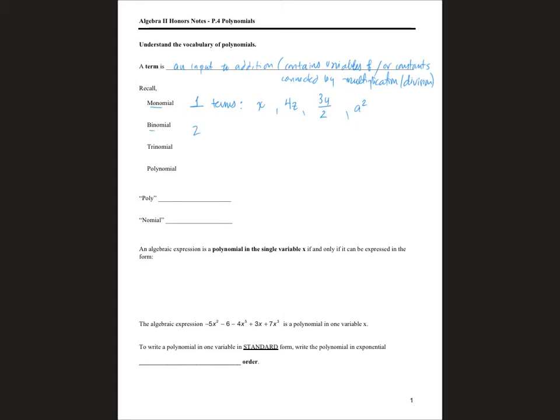Binomial, two terms. Again, those terms are connected now by addition or subtraction, so one term, two terms, connected by addition in this case. There are two terms. Trinomial, three terms, connected by addition or subtraction.